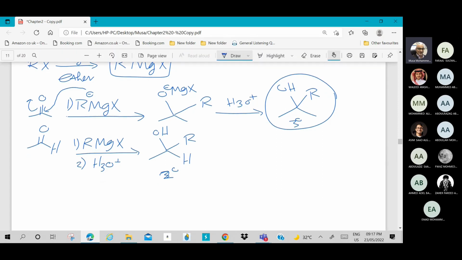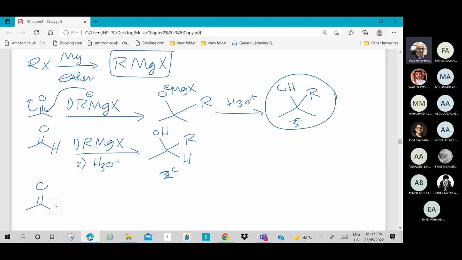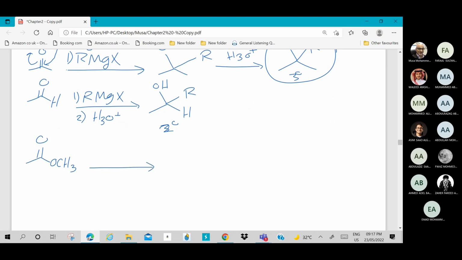One more reaction, which is the ester, C double bond O, OCH3. If you treat it with a Grignard, RMgX followed by H3O plus, then you have R minus that's going to attack the carbon, and this will open up. Now when it comes back, it will kick out the OCH3. So you will first generate ketone, but of course that ketone, which is C double bond O, is the one that will be formed now.